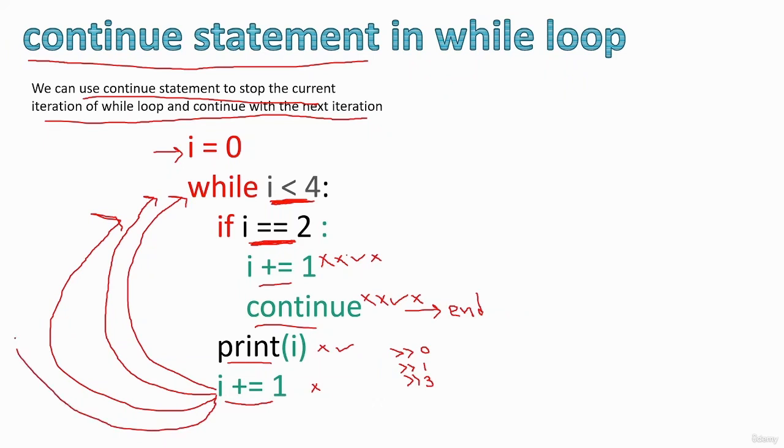Again it will go to the beginning. Now i is equal to 4. This time this condition is false, so the while loop will be terminated. So you can see in the output 2 has been skipped. Now let us go to PyCharm and take a look at live examples.